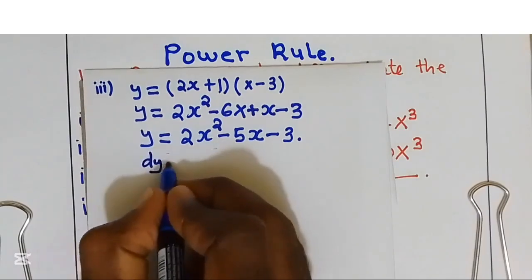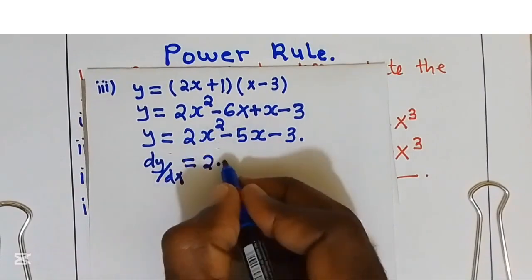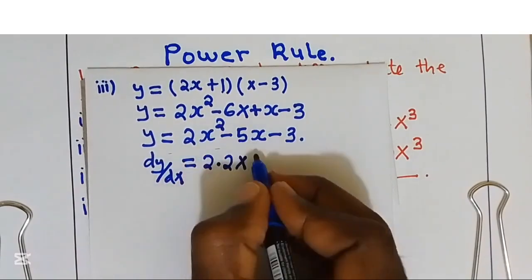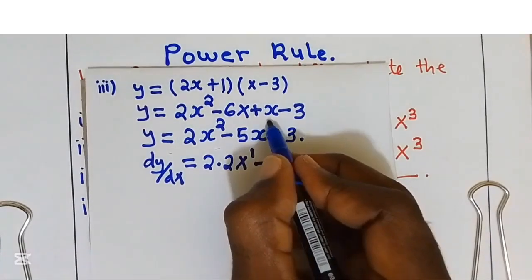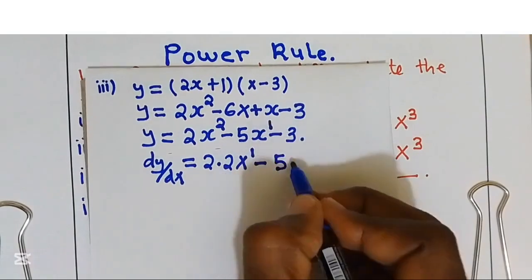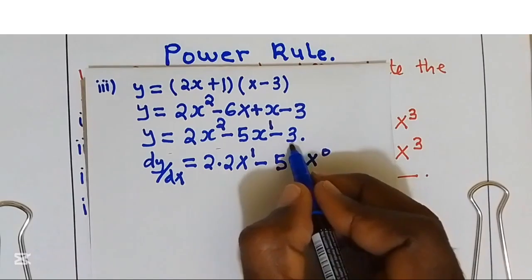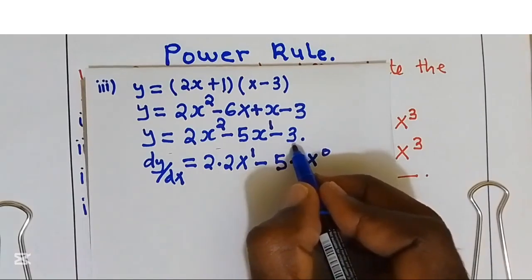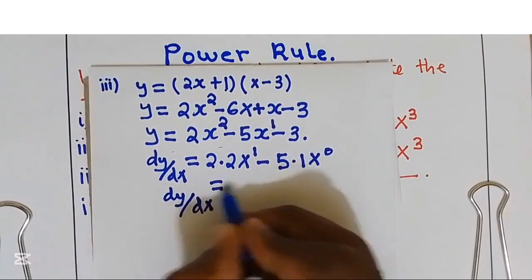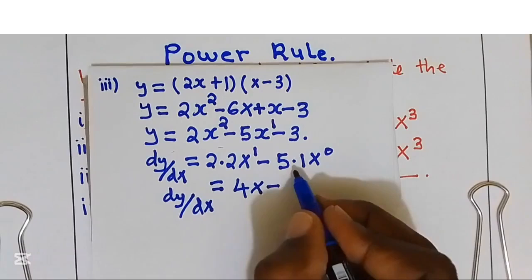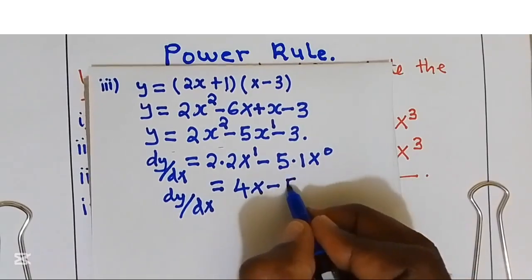dy over dx is equal to 2 multiplied by, I'm going to drop 2 down, x, reduce the power by 1, that is going to be power 1, minus 5. You can put x as power 1. Now we drop 1 down, multiply by 1, x, minus 1 is going to be power 0. The derivative of a constant is 0. dy over dx is equal to 4x minus 5 multiplied by 1 multiplied by x power 0, which is 1. We are going to get 4x minus 5.